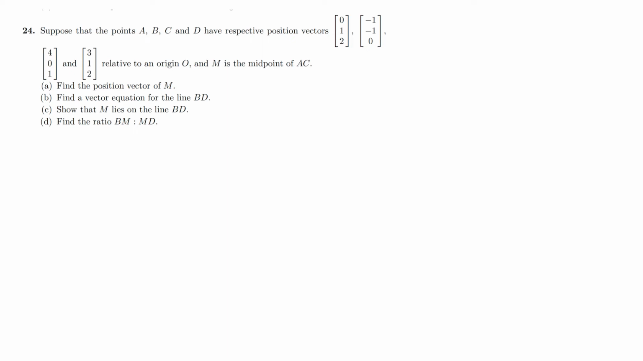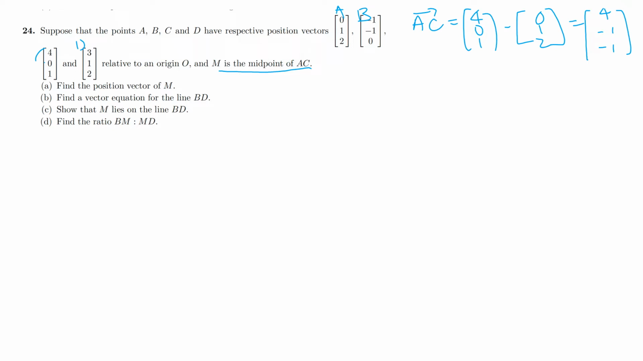All right, so we're given these four position vectors, and the first thing we have to find is the position vector of M, and M is the midpoint of AC. So we really need to find AC first. So let's go ahead and find AC. We'll take A, B, C, D. We'll take C and subtract A, and I'll write it over here. You see we'll get 4, minus 1, minus 1. All right, so that's AC.